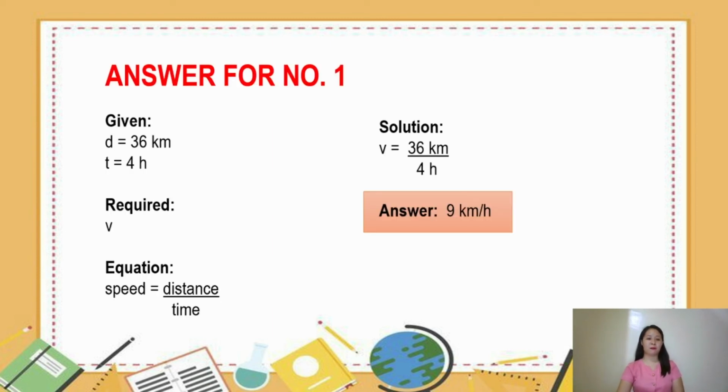Answer for number 1. Here are the given. Distance equals 36 km. Time equals 4 hours. Required: speed. Equation: speed is equal to distance divided by time. In order for us to solve, we need to substitute the value of the given. So speed is equal to 36 km, which is the distance, divided by 4 hours, which is the time. So 36 km divided by 4 hours, the answer is 9 km per hour.